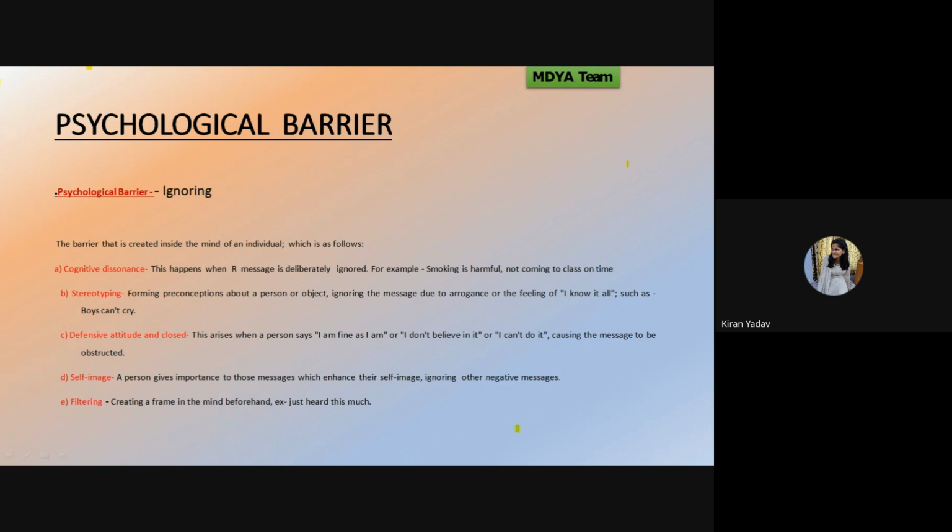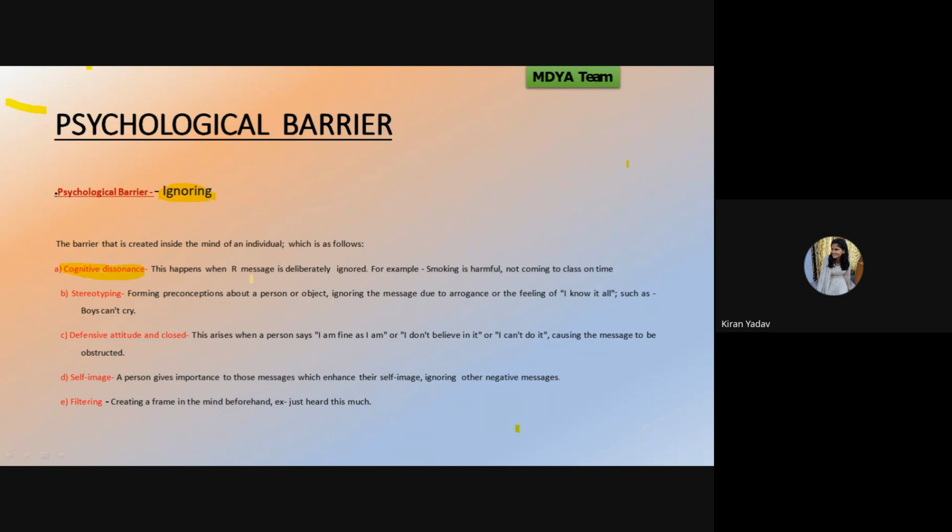Okay, let's see. Psychological barriers. Ignoring also comes in psychological barrier. Actually, the ignoring should have been written in cognitive dissonance, so I'll correct it later. The barrier that is created inside the mind of an individual is as follows: cognitive dissonance means ignoring. This happens when the receiver deliberately ignores the message.